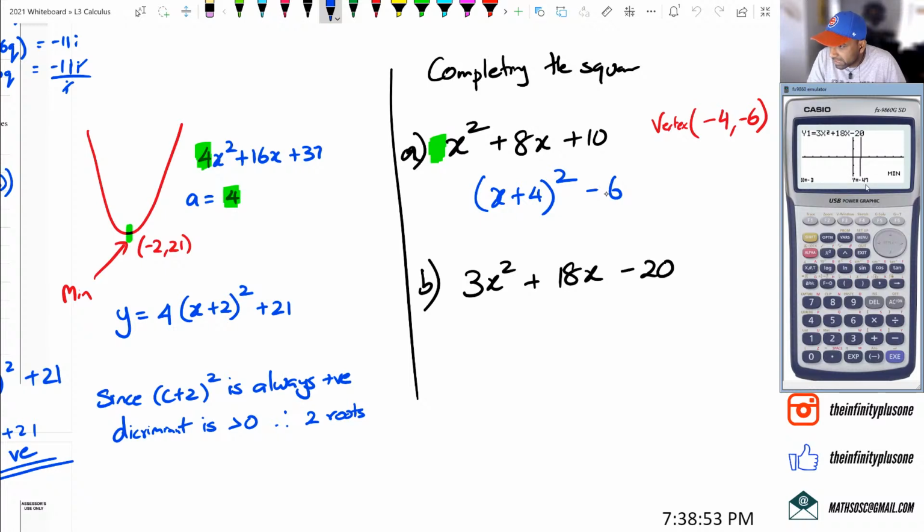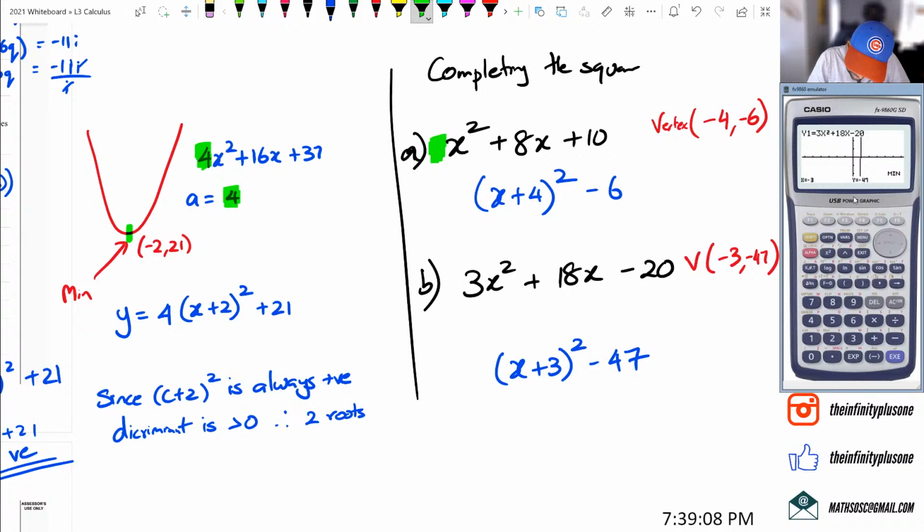So it's -3 and -47. So my vertex is at -3 and -47. So that means my equation is going to look like this. x plus 3 squared minus 47. And because the a value is a 3, I'm just going to chuck that 3 in the front. And there's your completing the square done. Any questions, guys? Otherwise, we'll move on to the next lot of merit questions at question 2.